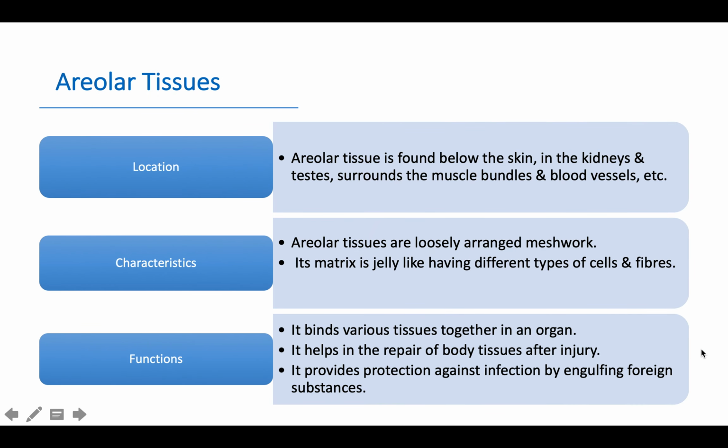Areolar tissue. Areolar tissue is found below the skin, in the kidneys and testes, and surrounds the muscle bundles and blood vessels, etc. Characteristics of areolar tissue. Areolar tissue is a loosely arranged meshwork. Its matrix is jelly-like, having different types of cells and fibers.